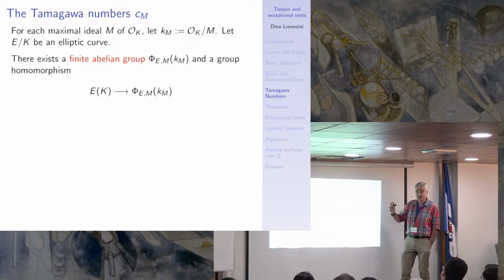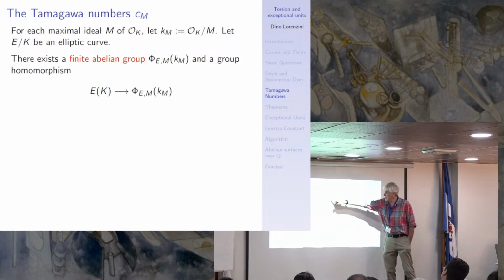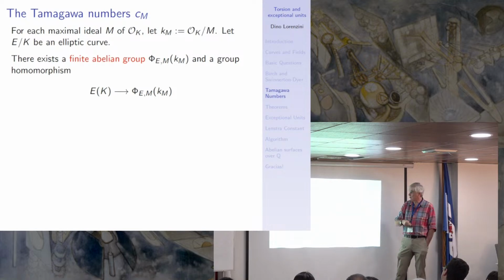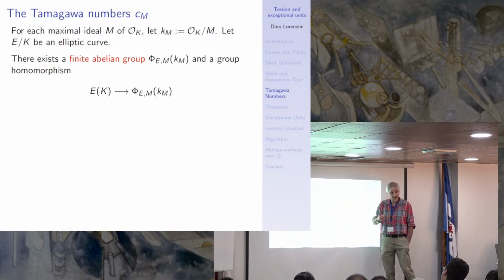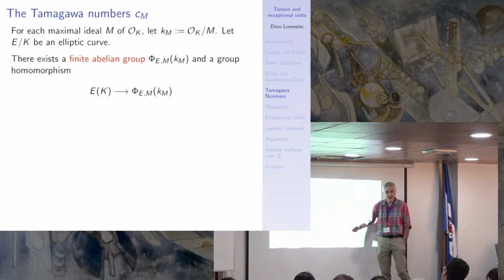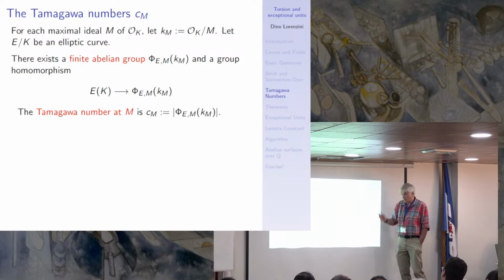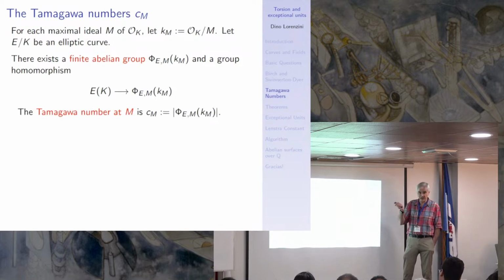The words that I should be using here is that the elliptic curve has a Néron model. The Néron model at m is not connected. I have a connected component and the group of components. So Φ_E,m is the group of components of the Néron model. I plug in k_m and I get a finite abelian group. But the thing to remember is that you have a nice map, a group homomorphism. So the Tamagawa number is the size of that group. We forget about the group structure, we just keep the size.